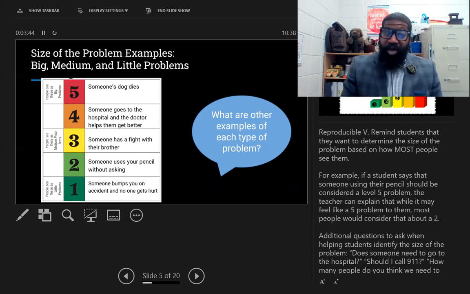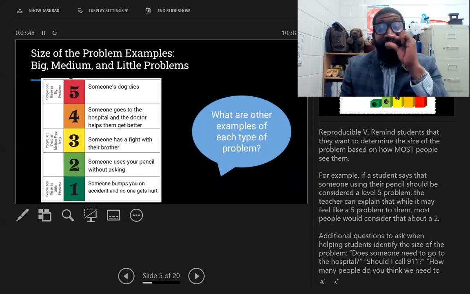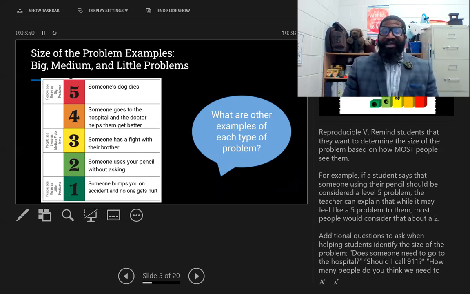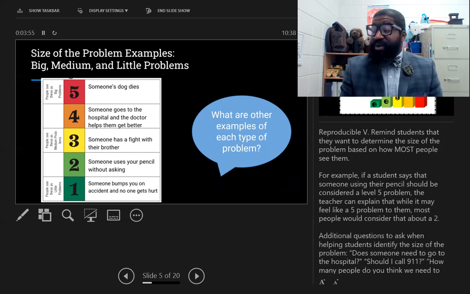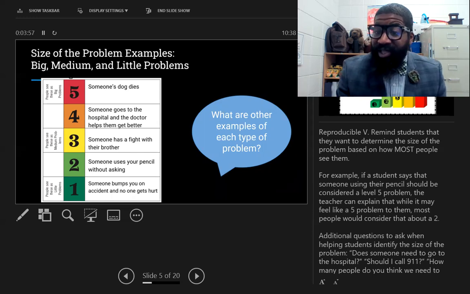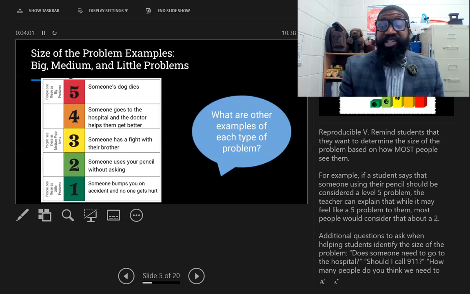Now, let's go up on our problem scale to number 2. This is still a little problem. Someone uses your pencil without asking. Come on. You can just take the pencil back. You might even err on the side of caution and think, you know what? Maybe they actually needed it, and I'll let them have it. It's just a pencil.